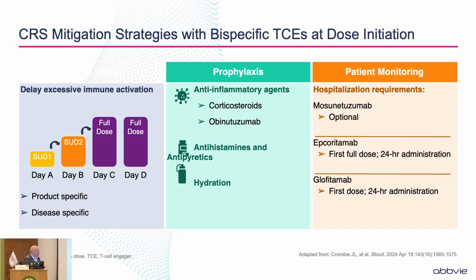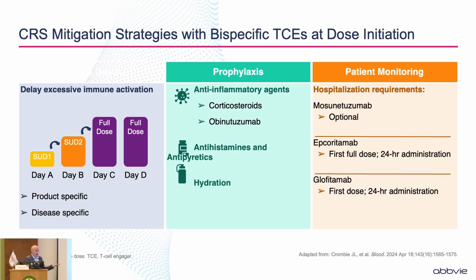In terms of monitoring for cytokine release syndrome, as I showed you on earlier slides, if patients do get CRS, it's highly predictable in terms of the timing. And so we recommend, and in fact the licensing recommends for epcoritamab, that on that first full dose, patients do have a period of observation, and we tend to admit our patients onto the ward for observation.